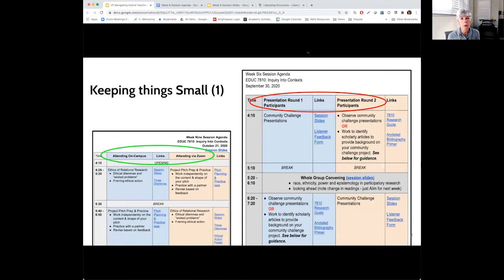I did it in 2 ways. One was structurally, in how I organized time. And then the other was in thinking about the work inside the work that we did together. So very quickly, on keeping things small, our class meets for 3 hours. Initially, I thought of everybody going through the same thing.